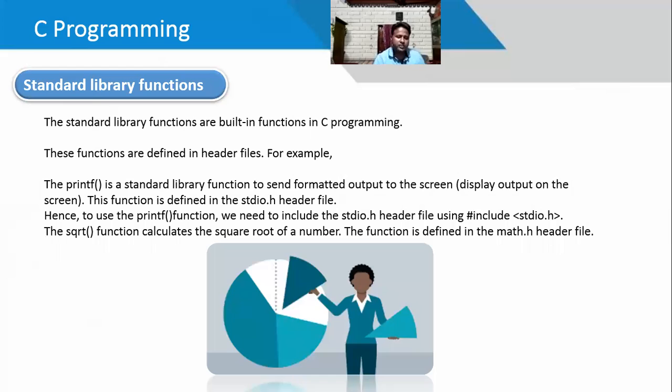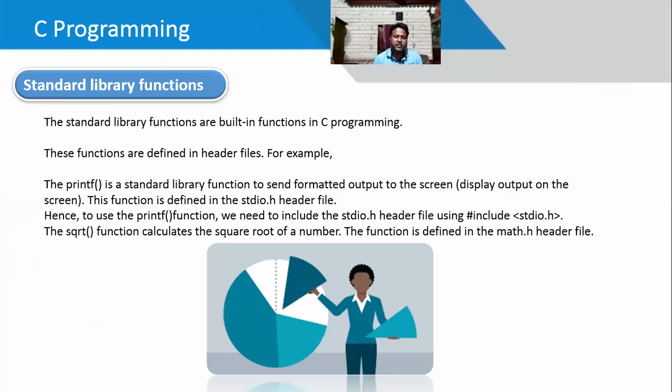A standard library function is a built-in function in C programming. These functions are defined in the header file. For example, when you write stdio.h, printf and scanf are automatically loaded. Printf is a standard library function that sends formatted output to the screen, and hence to use the printf function we need to include the stdio.h header file.